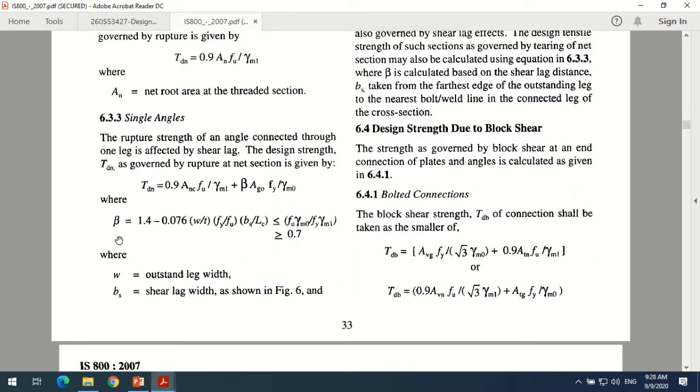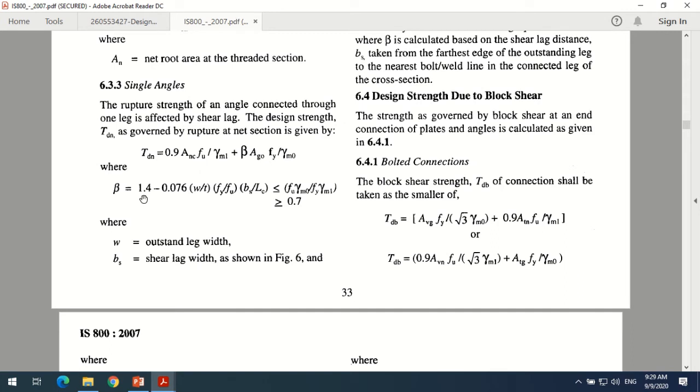Once we get this beta, you need to compare the upper and lower limit. This ratio will tell us the upper limit, and 0.7 is the lower limit. Our beta has to lie between these two limits. We cannot exceed this ratio, and we cannot go below 0.7. That beta will be adopted, and then we go ahead with the calculation of TDN, the design strength due to rupture. That is the second strength we get in this tension member.